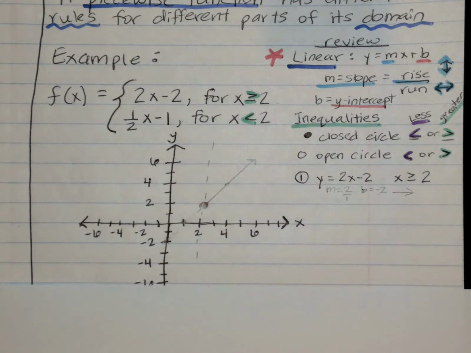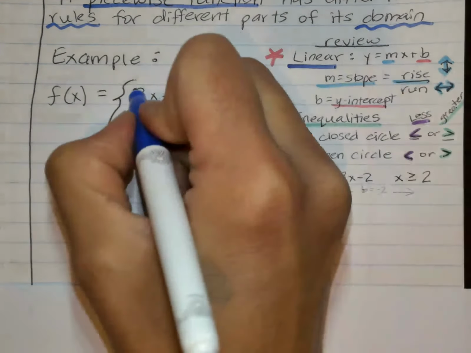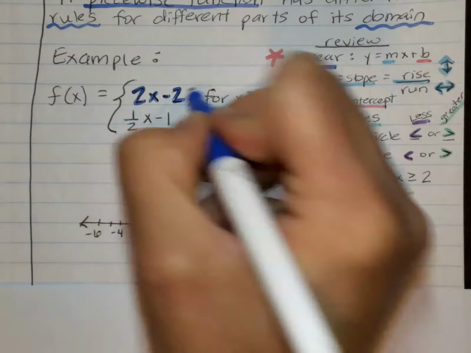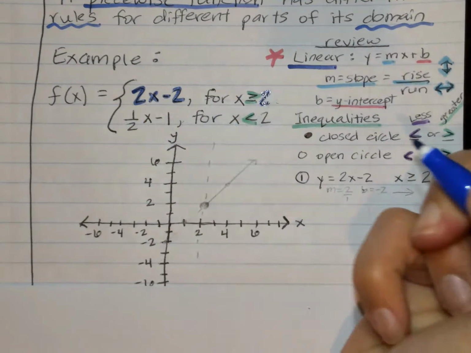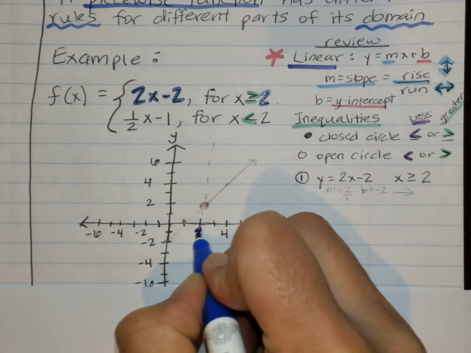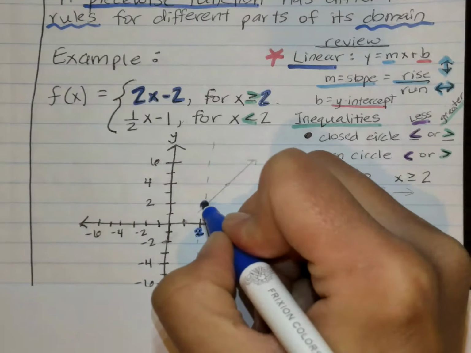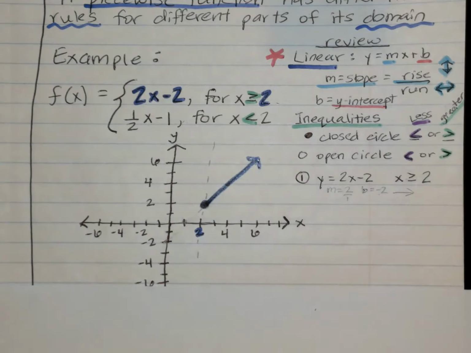Another thing I can do is color code them. So 2x minus 2, when x is greater than or equal to 2. Here's where x is 2. It's a closed circle. I can just trace my line. I do pencil first, though. I want to make sure you guys realize that. Okay, so now I'm going to graph the second one.